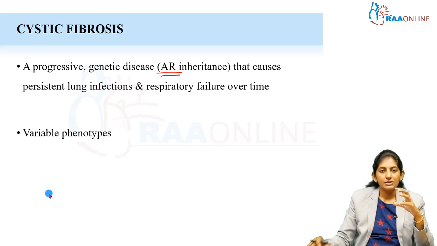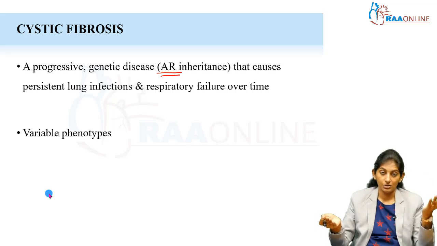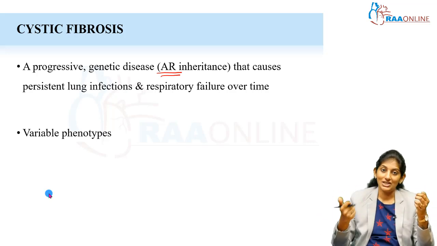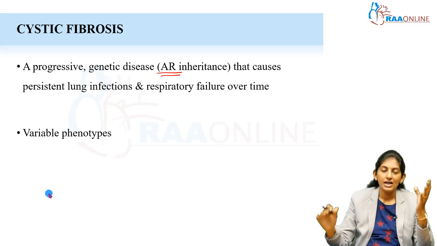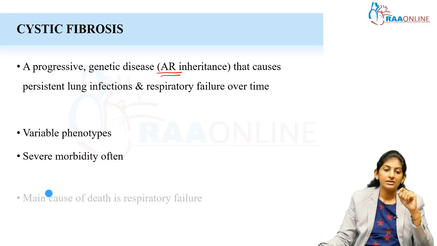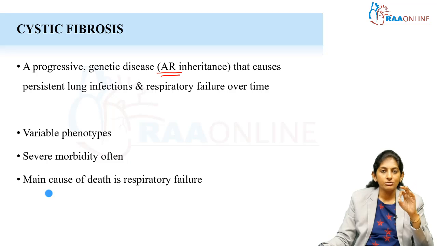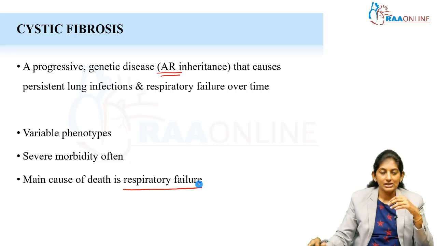The phenotypes of cystic fibrosis are very variable. Most of them have respiratory symptoms. Some can have a normal sweat chloride, some can have a high sweat chloride, some can have more GI manifestations, some lesser GI manifestations. So there are very variable phenotypes among the children. It definitely causes severe morbidities and reduces the quality of life in these patients. The main cause of death in cystic fibrosis is respiratory failure. We will see how and why in the presentation.